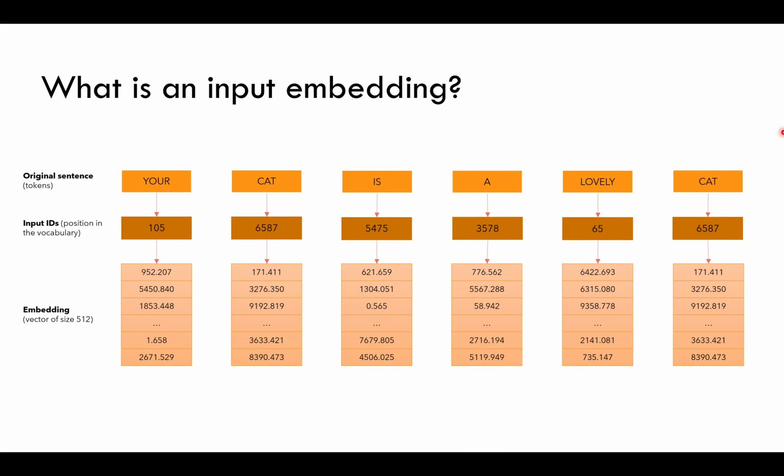As you can see here, we have a sentence, which is "your cat is a lovely cat." And the goal of the tokenizer is to split this sentence into single words, which can be done in many ways. There is the BPE tokenizer, there is the word level tokenizer, there is the sub-word level word part tokenizer. There are many tokenizers. The one we will be using is the simplest one, called the word level tokenizer.